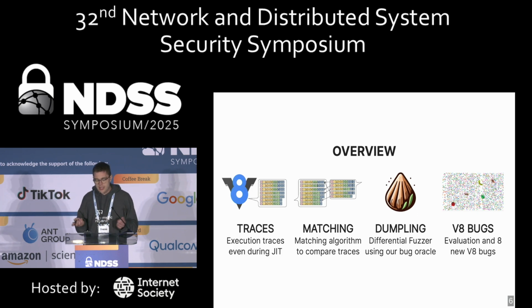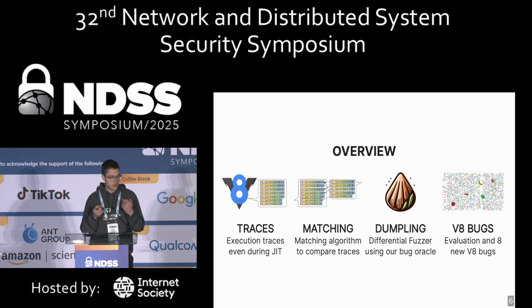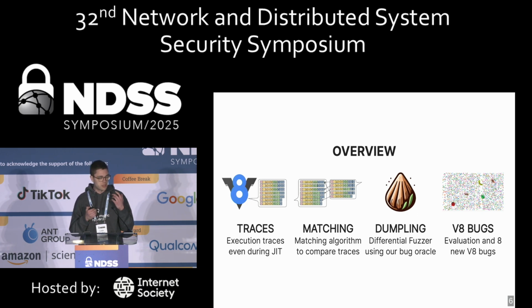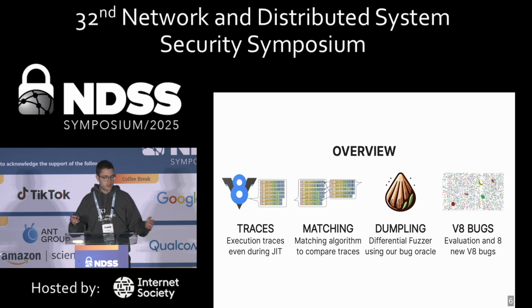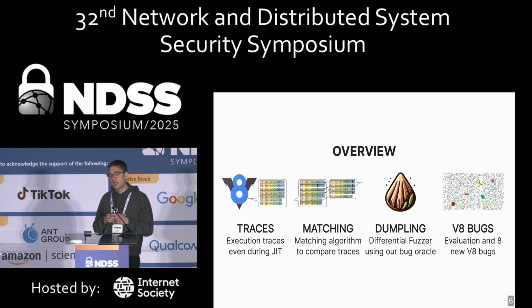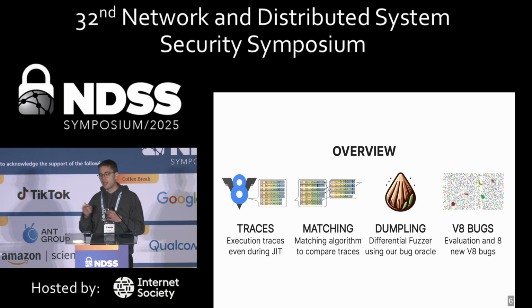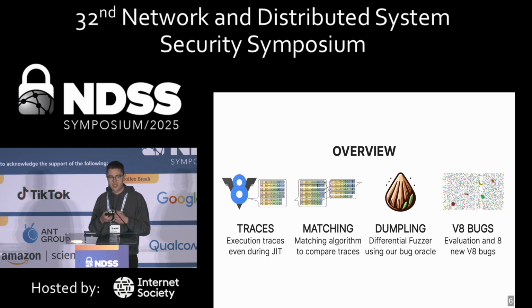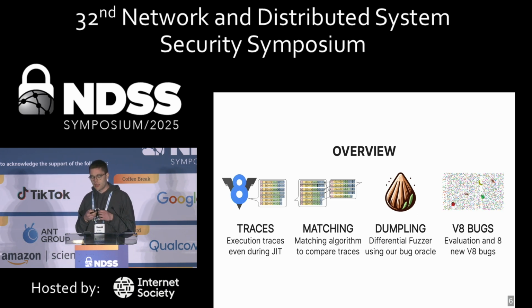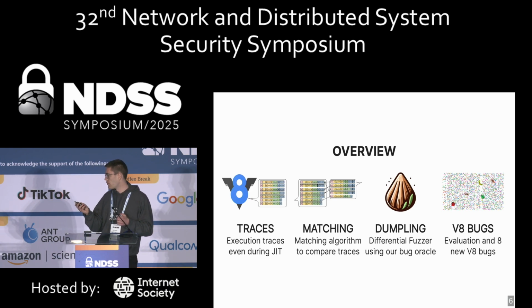So, as I said, we collect the traces, even from JIT, where it's non-obvious how to collect them, but I will get to that soon. Then we match them together, and with these first two ingredients, we get a differential bug oracle that we can plug into a state-of-the-art JavaScript engine fuzzer like Fuzzilli, to generate interesting JavaScript samples at a high scale. And in our evaluation, we find 8 new bugs in the already well-tested and also differentially fuzzed V8 JavaScript engine.